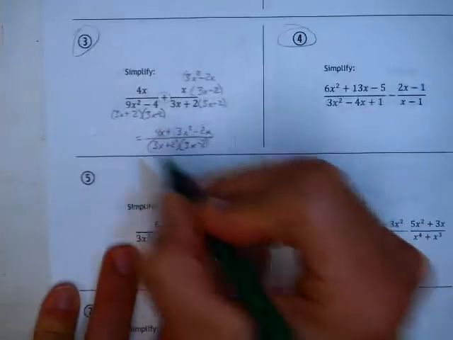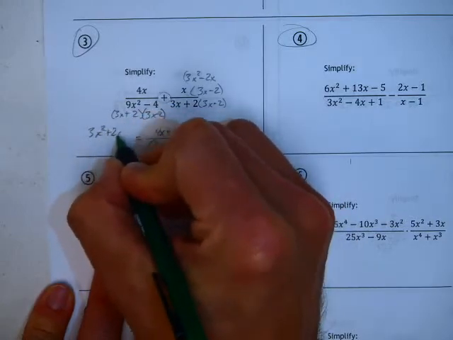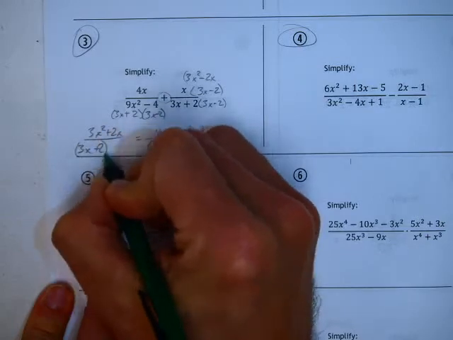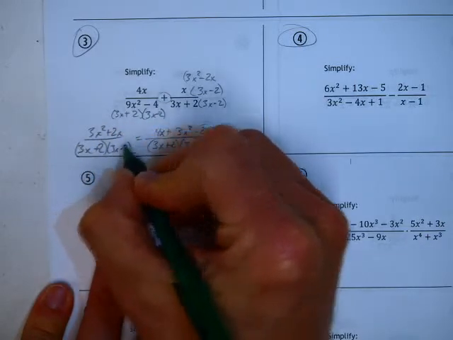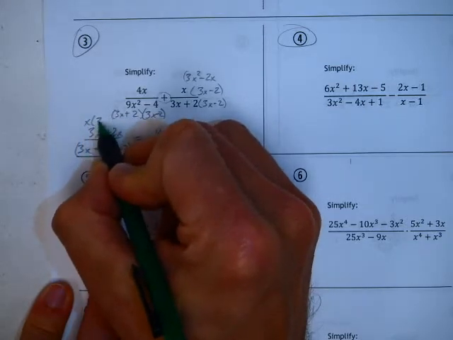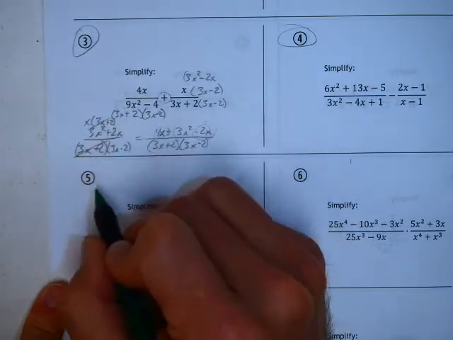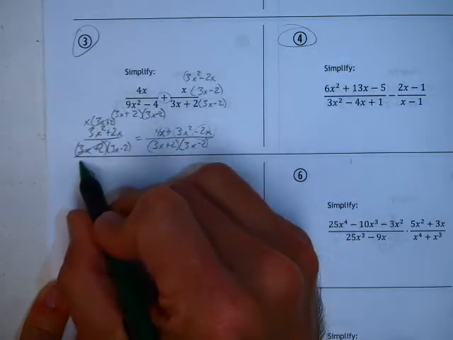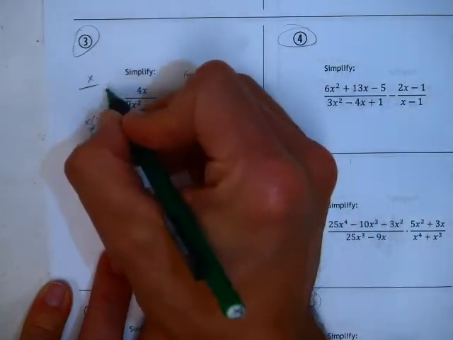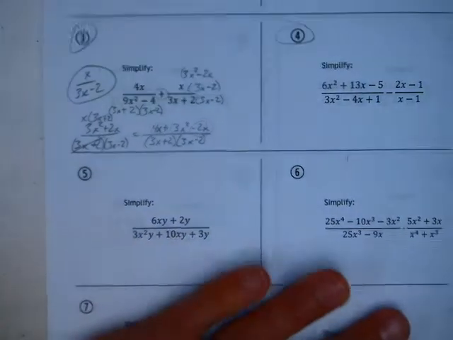I'm going to go this way with it. So on top I have a 3x squared plus 2x. On the bottom I have a 3x plus 2 and a 3x minus 2. Up top I can still take out an x, and I'm left with a 3x plus 2. It is now that you can cancel these because it's the product of something on top, product of something on the bottom. Your final answer is going to be x over 3x minus 2. There's your final reduced fraction.